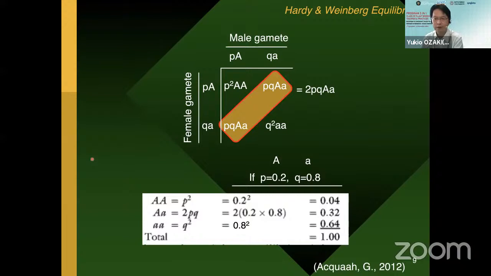Consider a random mating population, where each male and each female has an equal chance of mating with any gamete. Random mating involving the previous locus, A, a, will yield the following genotypes, AA, Aa, and aa, with the corresponding frequencies of P square, 2PQ, and Q square, respectively. The gene frequencies must add up to unity. Consequently, P square plus 2PQ plus Q square is 1.